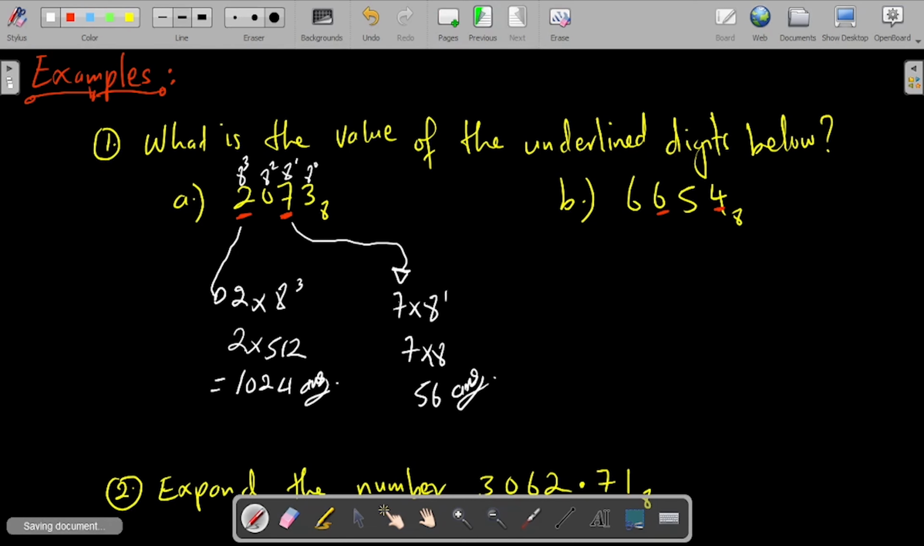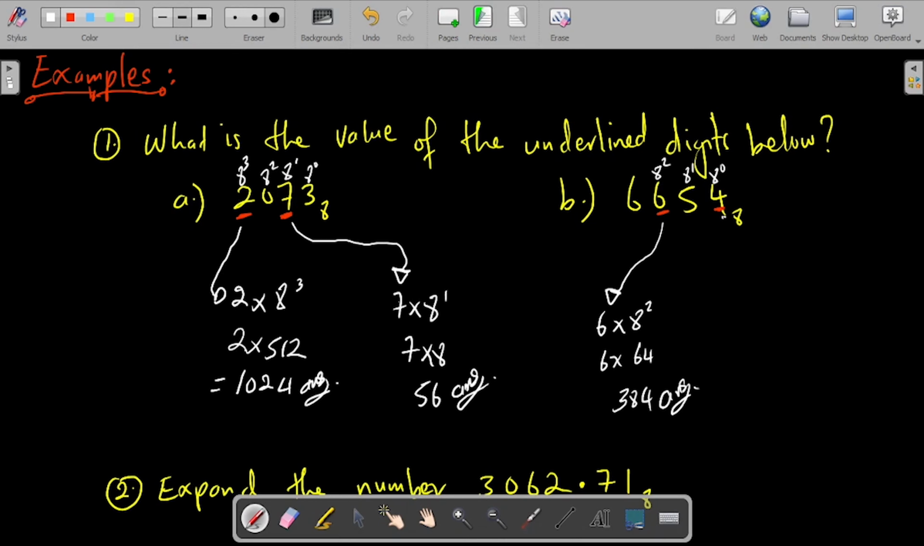Now for part B, we have 6654 base 8, and we want to find the value of the underlined 6. The face value is 6, so we have to multiply that face value by the place value. So this is 8 to the power of 0, 8 to the power of 1, 8 squared. So the place value is 8 squared, right? And 8 squared is 64. 6 times 64, right? 6 4s are 24, 6 6s are 36, and the 2 is 38. So that's 384, and that's our answer here, 384.